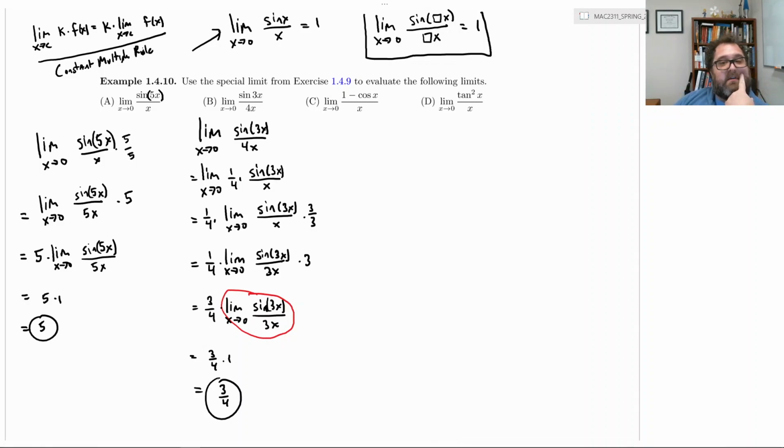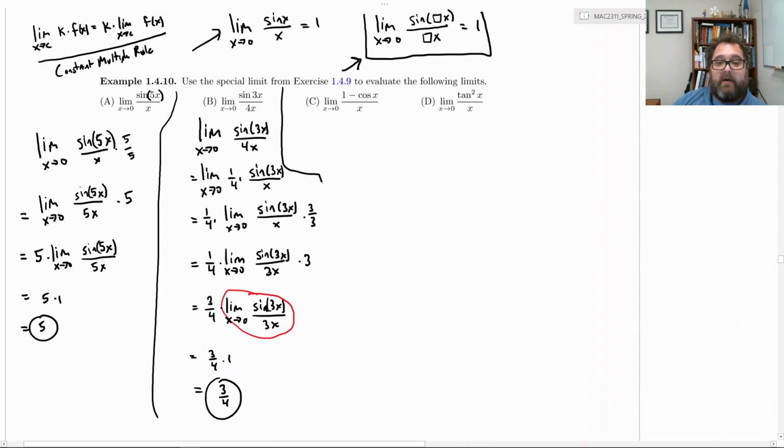Now example C. In A and B, we've been able to take advantage of this generalized limit. I don't see a way to immediately do that with example C. But here is a technique that I'm going to show you, and then you can add it to your limit toolbox. It comes in handy sometimes. The limit as x approaches 0 of 1 minus cosine x over x. And here is the technique.